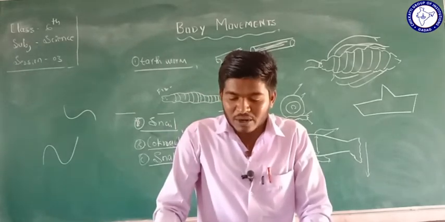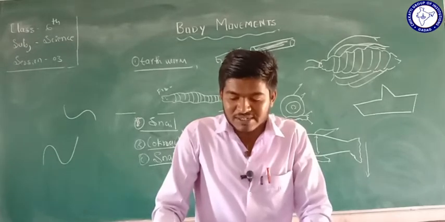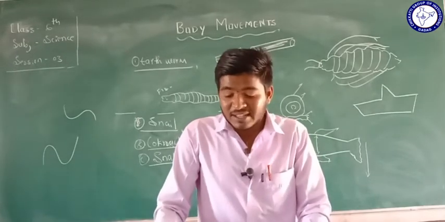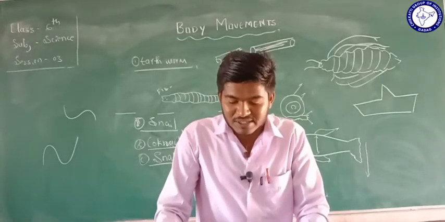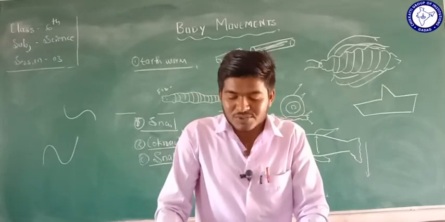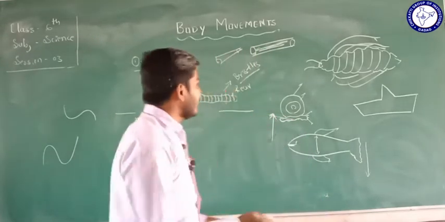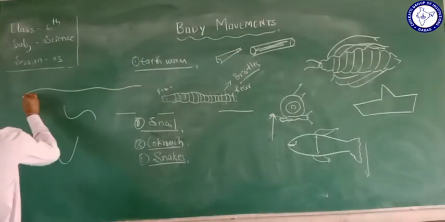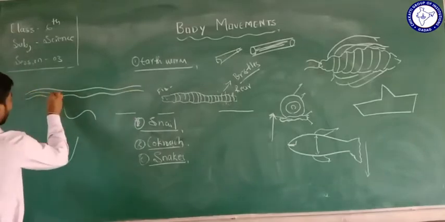The snake's body curves into many loops. Each loop of a snake gives it a forward push by pressing against the ground. Since its long body makes many loops and each loop gives it a push, the snake moves forward very fast and not in a straight line. See here, the body of a snake is made up of a long bone.